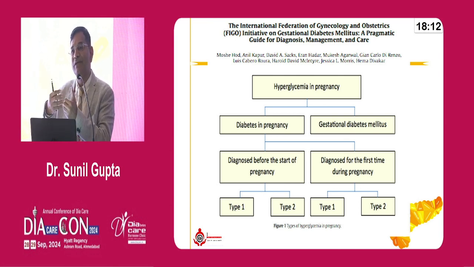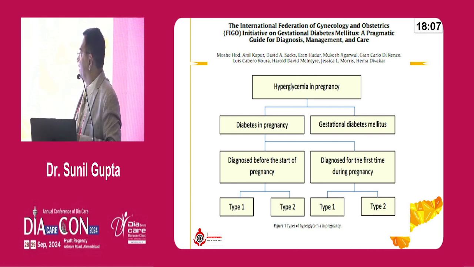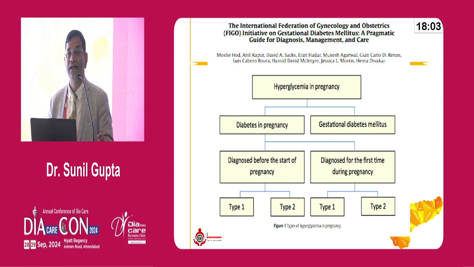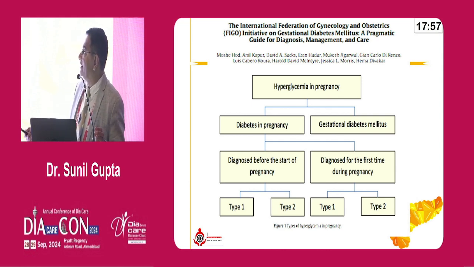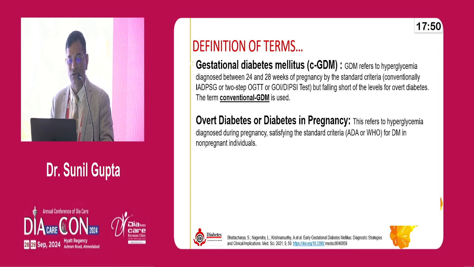Young women, pre-diabetic, never ever being tested, are diagnosed during screening in the ANC clinic, and they are found to have diabetes. So such cases are going to be on the rise, and this is called DIP, that is diabetes in pregnancy. My today's talk is restricted to GDM and its pathophysiology, and I'll stick to that.